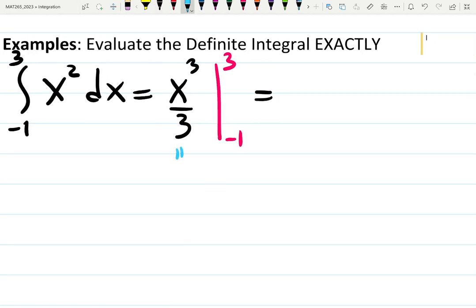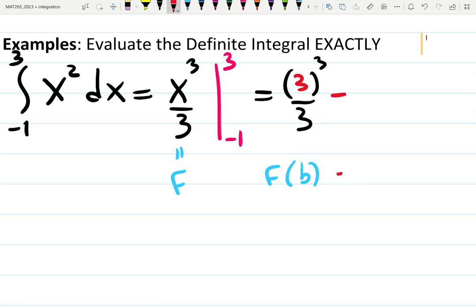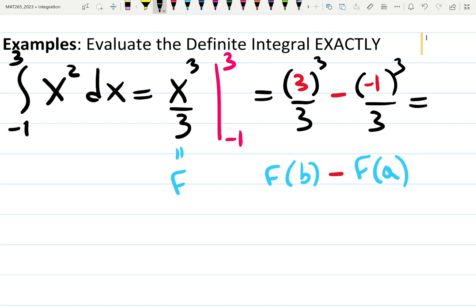x cubed over 3 is capital F. Formula says plug the top. So I'm going to plug 3 into x, 3 cubed. Formula says minus. Don't forget that, minus. And I'll show you how to remember it in a second. Plug the bottom. And it's going to be -1. Be careful with parentheses. They are important. (-1) cubed over 3. And that is the answer. Now you just need to calculate what it is.